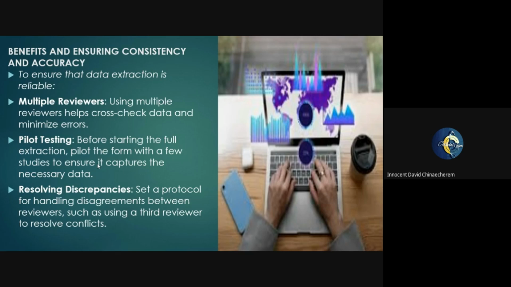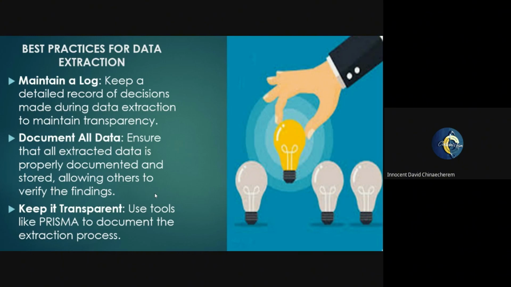Then another thing we need to look at now is what we call resolving discrepancies. This is particularly useful when you are more than two or three people performing your review. Once there is any conflict, maybe you've extracted that it is this and the other person is saying that it is that, the third person needs to resolve it. That way, we make sure that whatever we are extracting is very well in line and detailed.